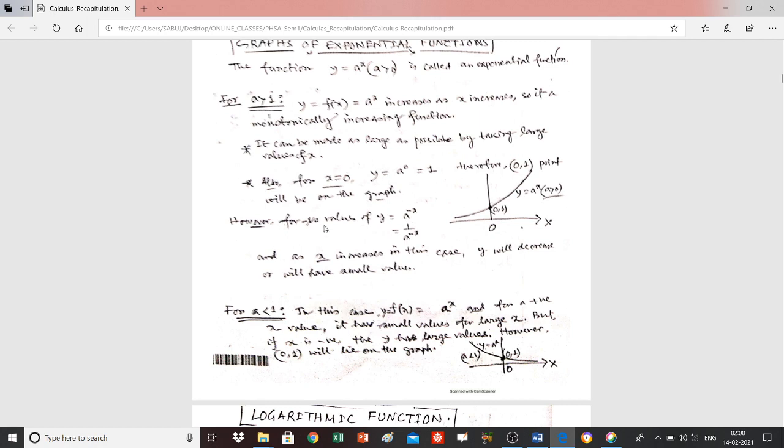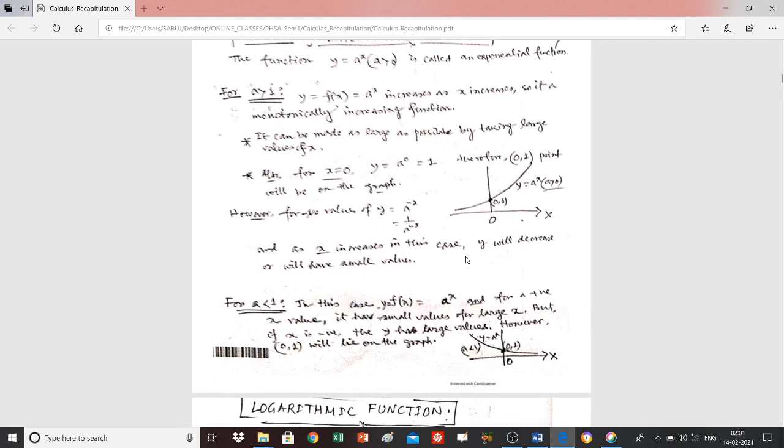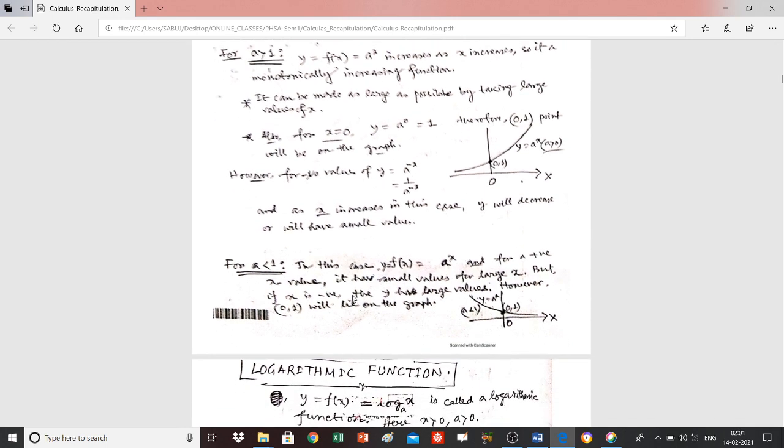However, for negative values of x, y is equal to a to the power minus x, that is 1 by a to the x. In this case, as x increases, y decreases. That is, y decreases monotonically. So now we should consider two cases. The first case is a greater than 1, so the graph is here.